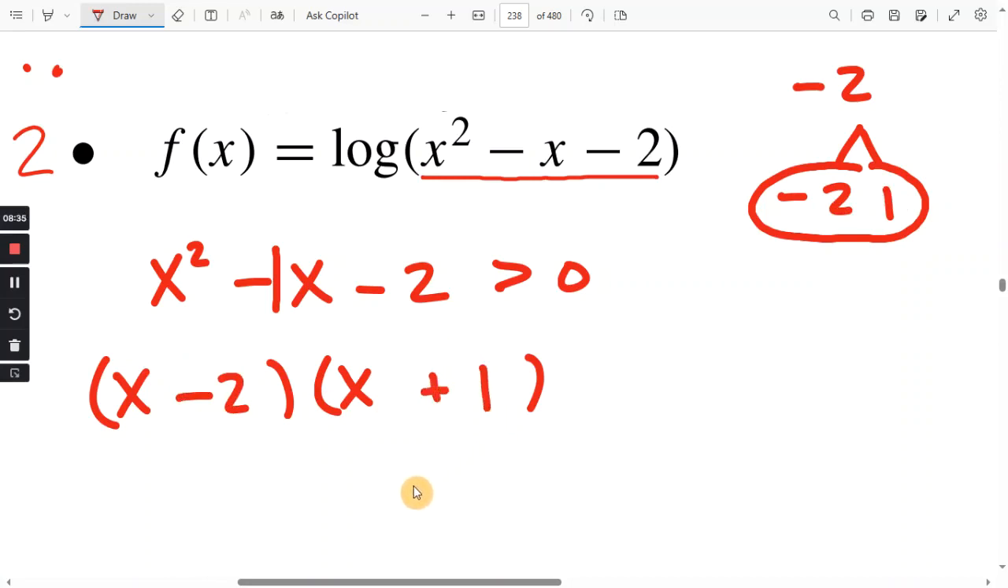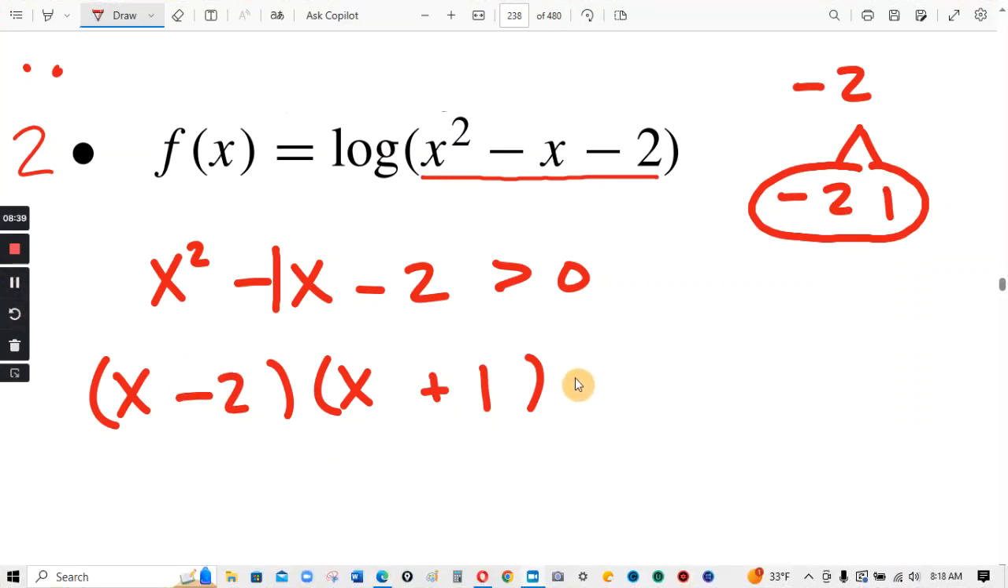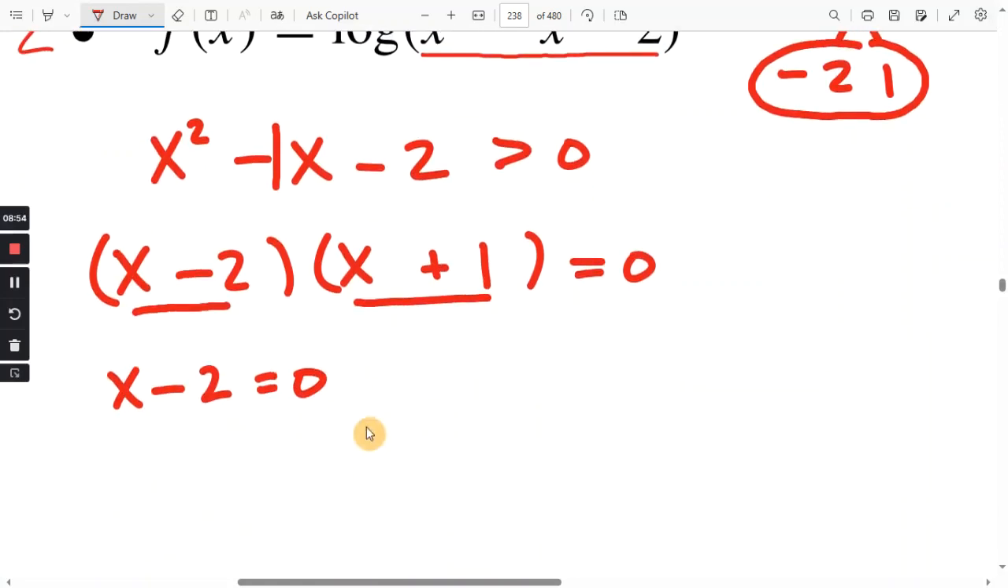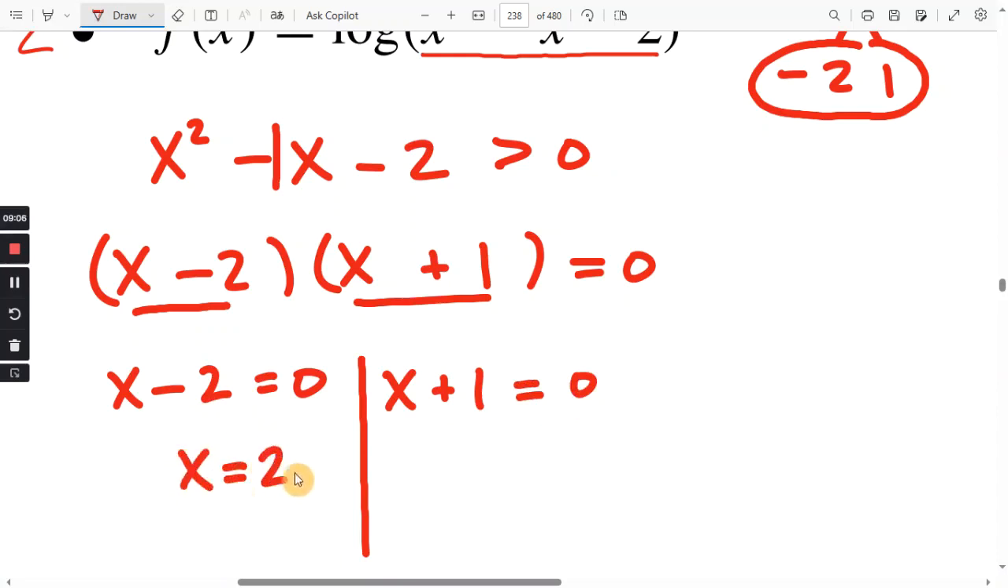And what we're going to do here, just for now, is set this equal to 0. Anything times 0 is 0, so this can be 0, or this can be 0. So we have x minus 2 equals 0, and we also have x plus 1 equals 0. Plus 2 on both sides, x equals 2. Minus 1 on both sides, x equals negative 1.